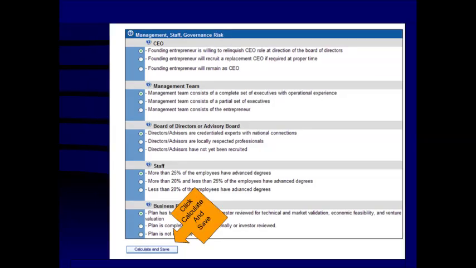When you've completed the assessment, click the Calculate and Save box at the bottom of the screen to generate your risk profile. This concludes our discussion on the risk assessment.